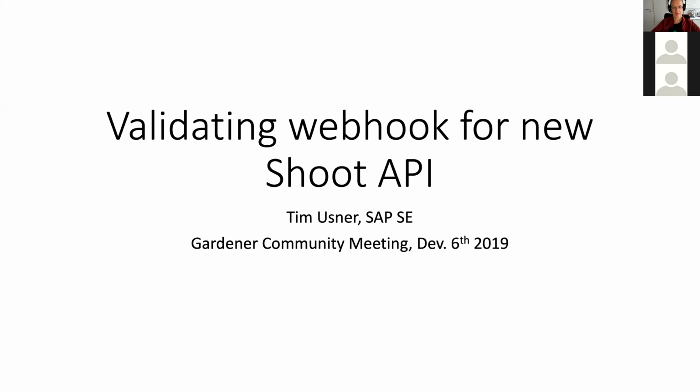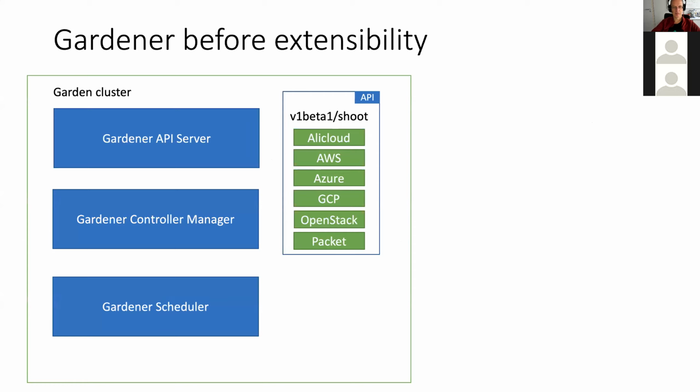I want to give you a little recap of how Gardener looked before extensibility. We had the Gardener and its components, the API server, controller manager, and scheduler, everything in the Garden cluster. Since the Gardener API server lives in the Garden cluster, we also had the API itself in the Garden cluster. So everything was in tree, but also hard-coded for the providers we supported, like AliCloud, AWS, and so on. This was the situation before.